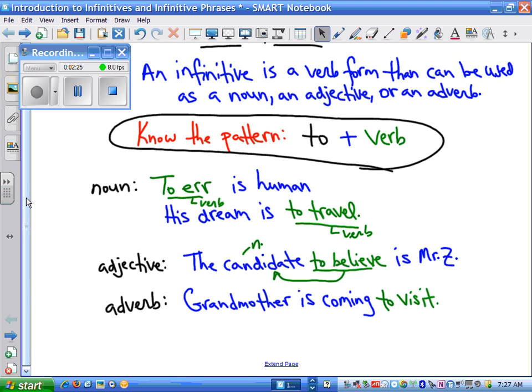It's true, the infinitive can also work as an adverb. There it is: Grandmother's coming to visit. In this case, to visit is describing our verb. Here's our verb phrase.